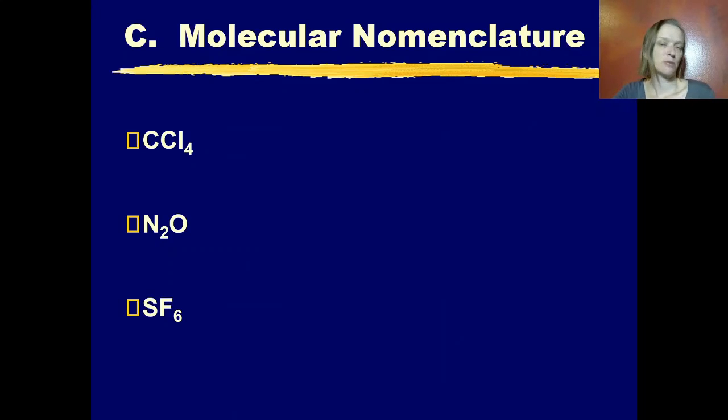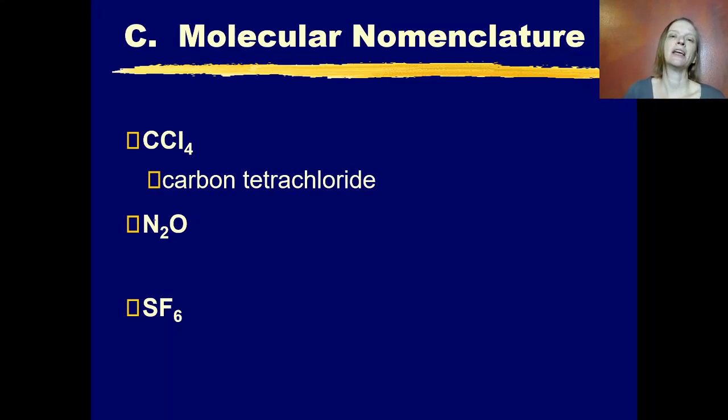So let's practice naming. CCl4, the first element is carbon, the second element is chlorine. So we name it carbon tetrachloride. Notice that we did not use mono as a prefix for carbon because we don't use mono on the first element. Notice we did use the prefix tetra on the chlorine because there were 4 chlorines. And we changed the ending of the second element to IDE.